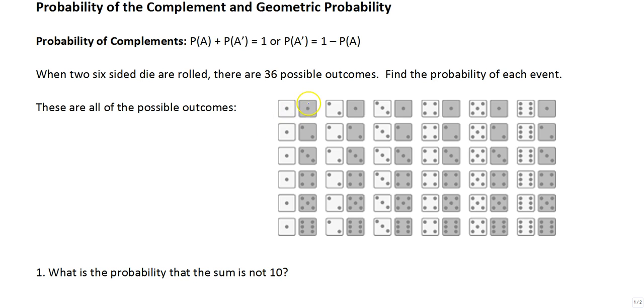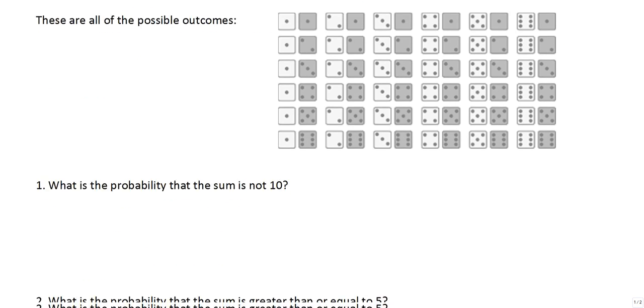So this is the only way you can roll a 2. And then you have a 1 and a 2, or a 2 and a 1, so those are the only ways you can roll a 3. And then this row would be for 4s, going that way.